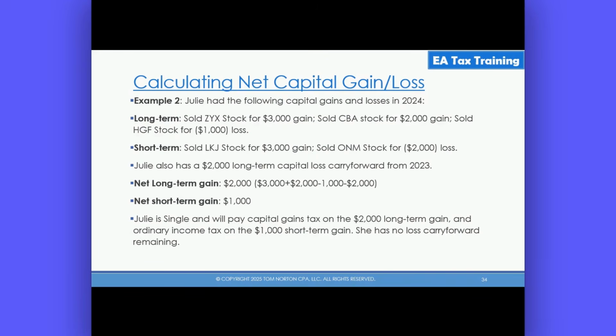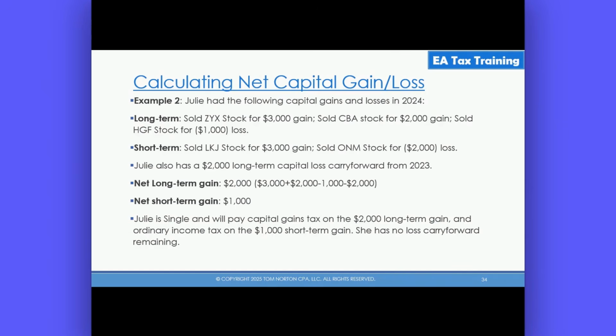Example 2. Julie had the following capital gains and losses in 2024. Long term, she sold a stock for a $3,000 gain, a different stock for a $2,000 gain, and another stock for a $1,000 loss. Short term, she sold a stock for a $3,000 gain and a different one for a $2,000 loss. Now, the difference here is she also has a $2,000 long-term capital loss carry forward from the prior year. So her net long-term gain is $2,000.